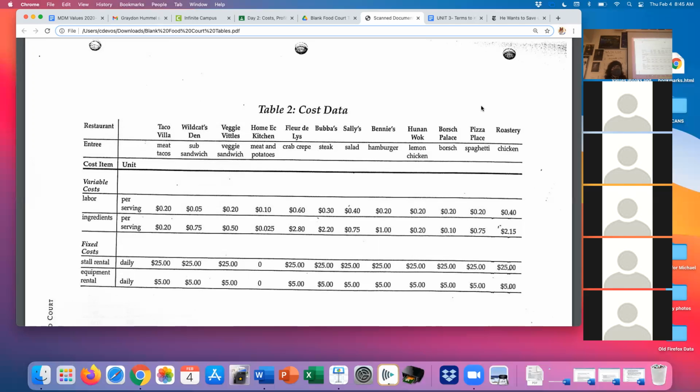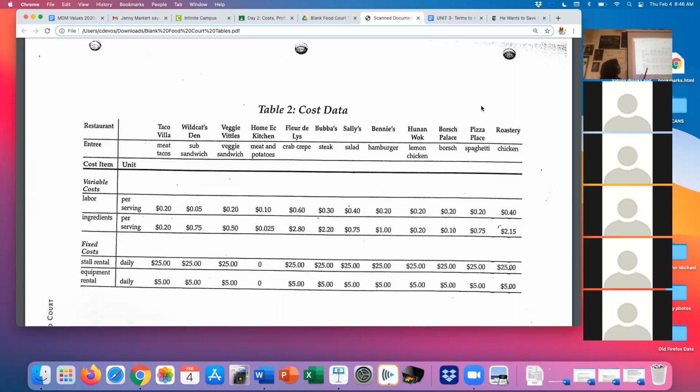Variable costs, they change, they vary depending on how much output, how much we are making, how much of a demand it is. They can go up and down. So labor, meaning our wages, per serving, this is kind of interesting. Per serving of meat tacos, I pay 20 cents towards labor. Don't confuse that with 20 cents an hour. They just divided this out so that for every sale I make, every order of beef tacos, 20 cents goes to the person making it.